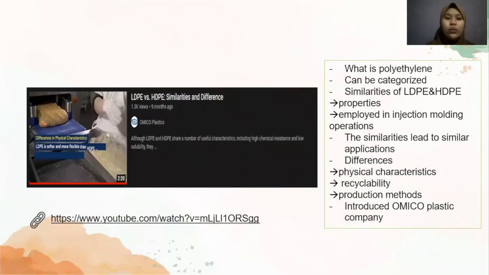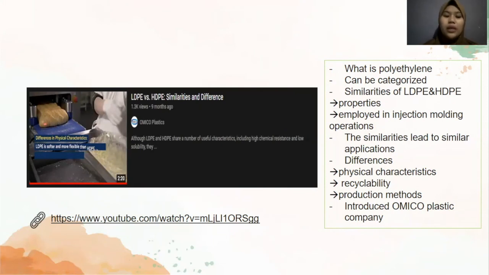For the first video, the title is LDPE versus HDPE: similarities and differences. Based on this video, first it tells us what polyethylene is, which can be categorized into several subcategories based on the molecular structures. And then it tells us the similarities of LDPE and HDPE based on the properties.